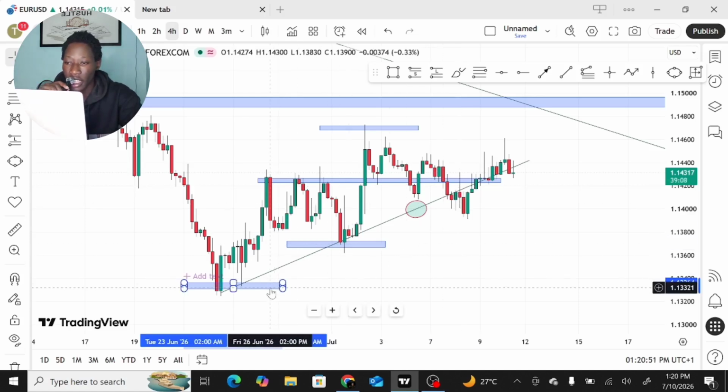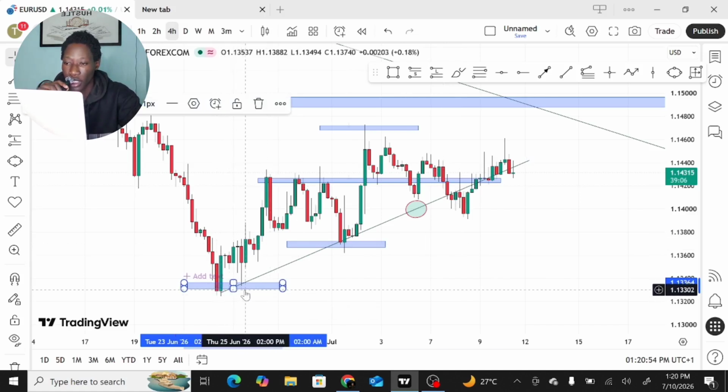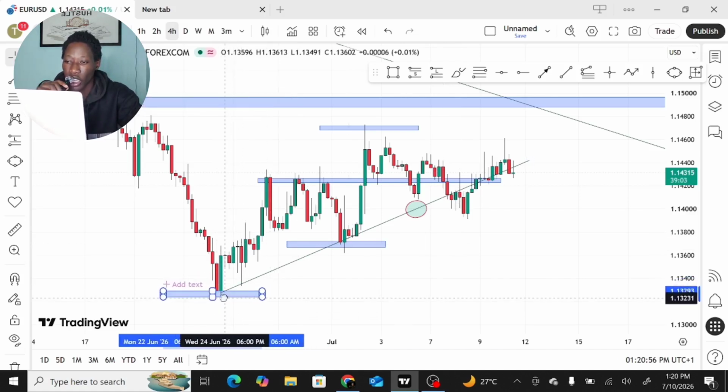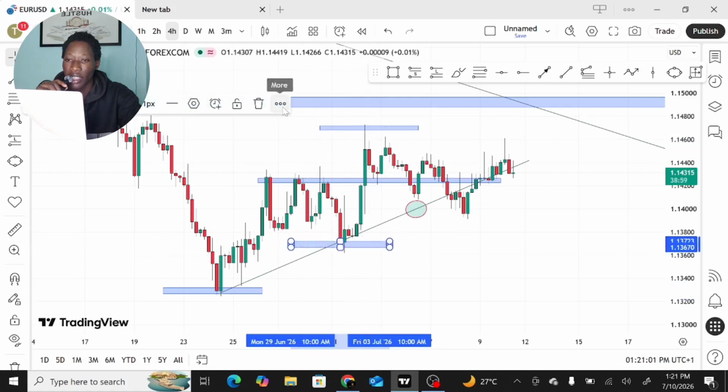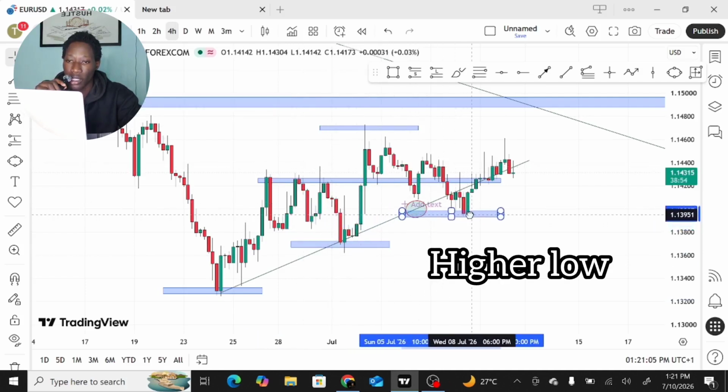Now you can see there's the first low here. It's created this level here. There's this low, and this low again. It has created, and now there is a new lower low.